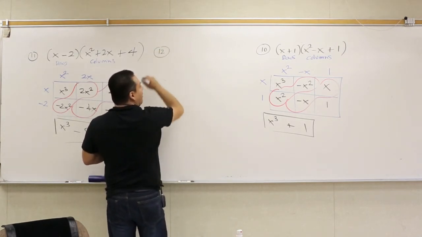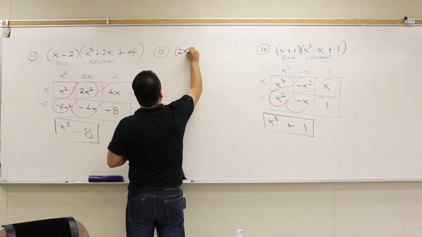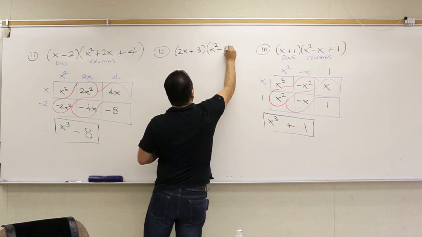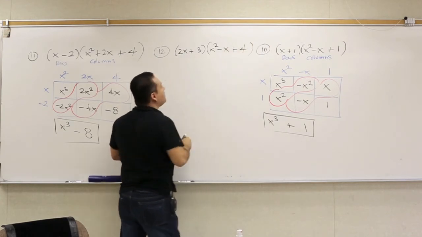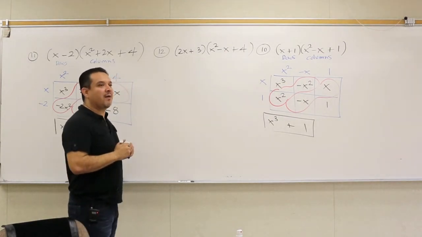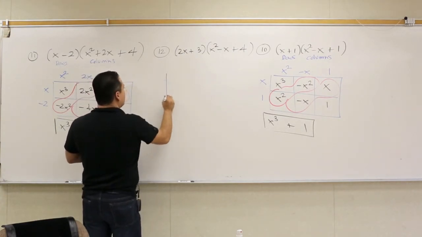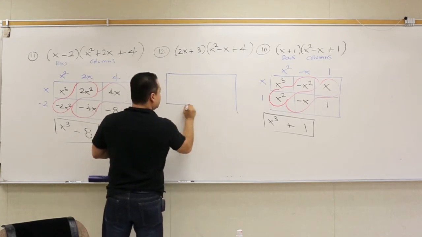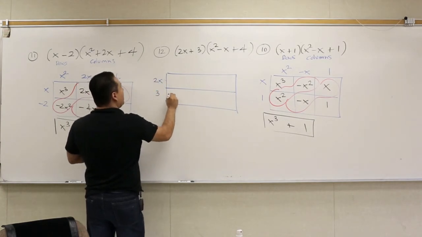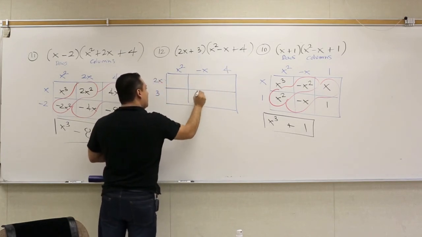There's another one, number 12, right here. It's 2x plus 3 times x squared minus x plus 4. Here it is. Am I going to get cancellation, you think? So far we had some examples where it happened. Does it always happen? No, let's see.